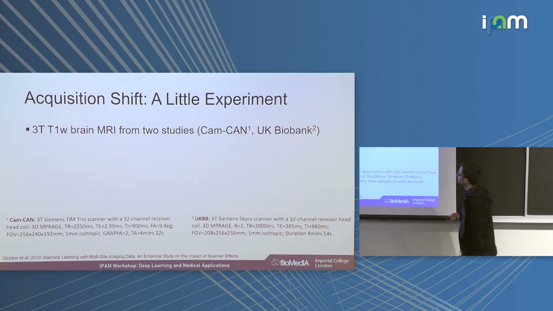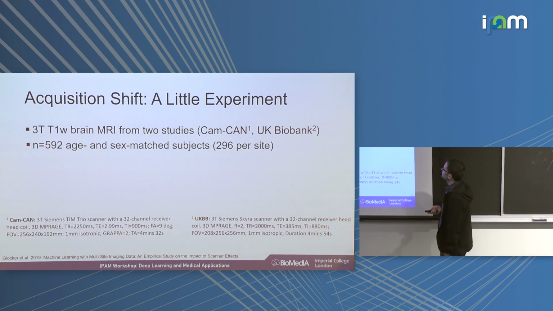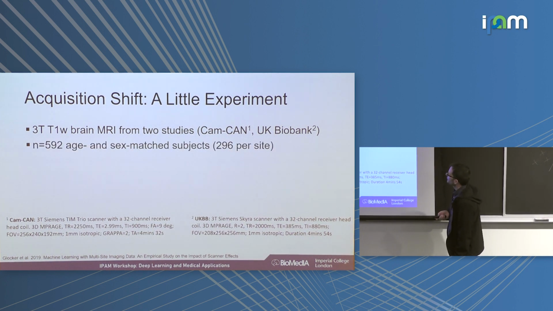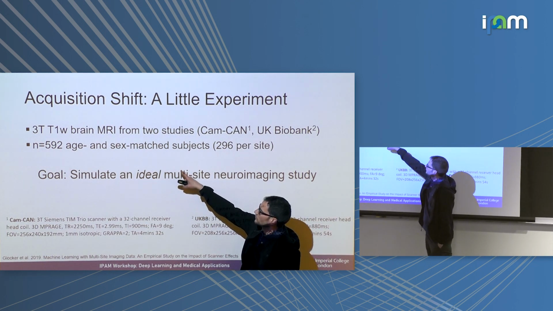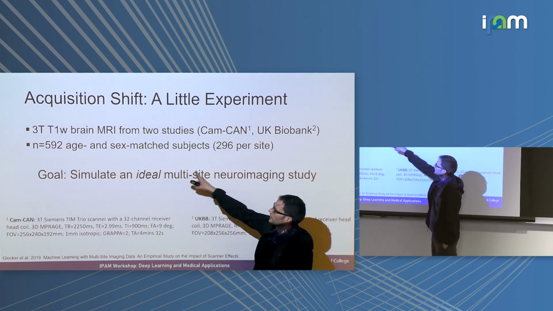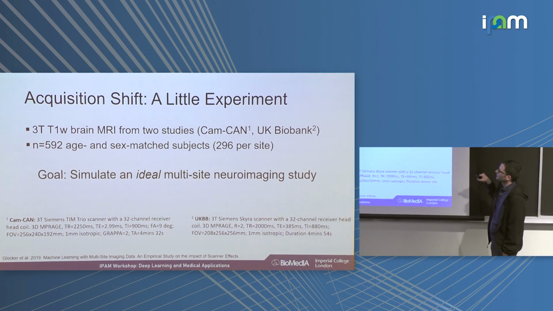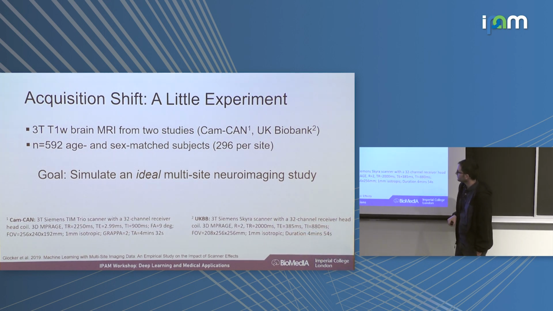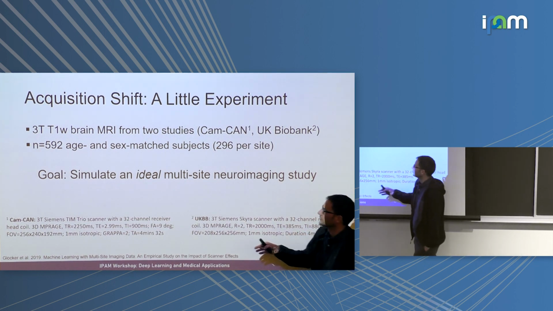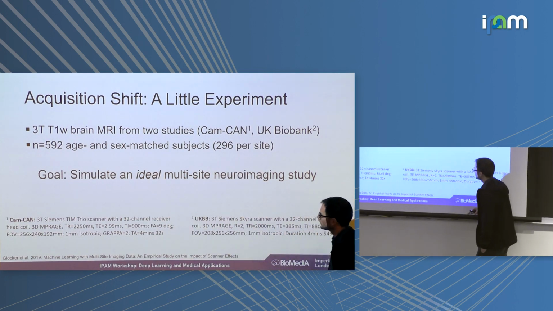So this was a little experiment we did run on T1 weighted brain MRIs, taken from 2 studies, CAMCAN and UK Biobank. What we tried to do here is simulate an ideal multi-site neuroimaging study. I say ideal because typically in multi-site studies you don't have the luxury of generating a data set that is age and sex matched. But what we tried to do is basically to remove any confounders other than imaging, other than acquisition, which is not entirely true. These are healthy subjects, but just matching age and sex, there might be still other differences, of course.